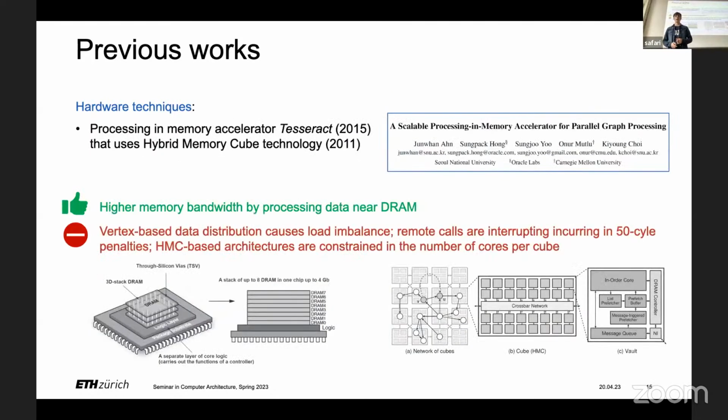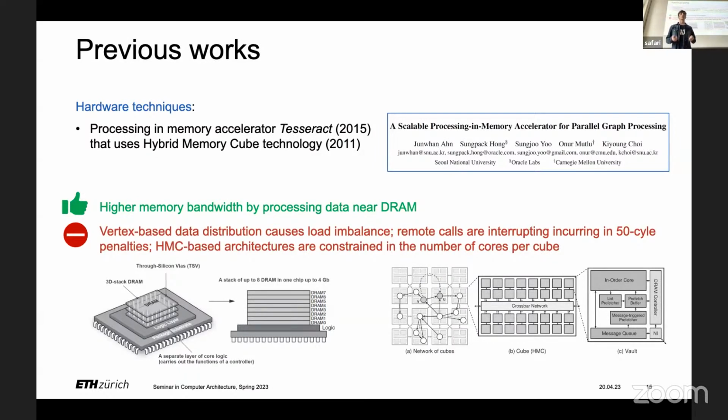Some other hardware technique is actually to process in memory. One example is Tesseract from 2015. It uses the hybrid memory cube technology that is from 2011. This approach does achieve higher memory bandwidth by processing data near DRAM, but being vertex-based, having a vertex-based data distribution, this is going to cause load imbalance.